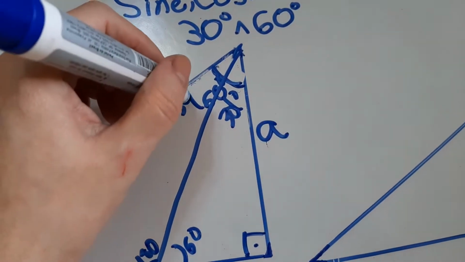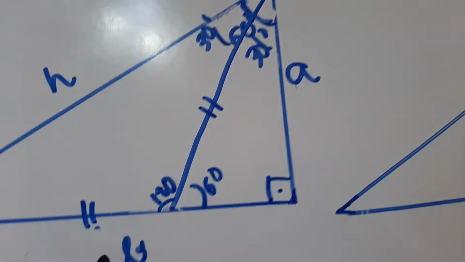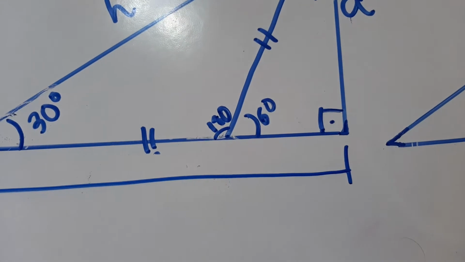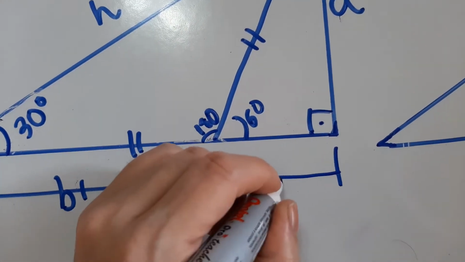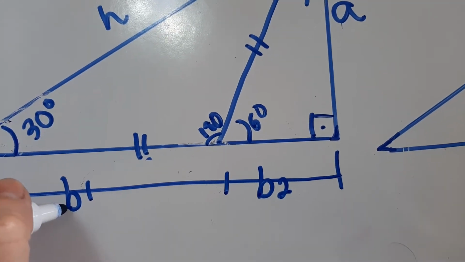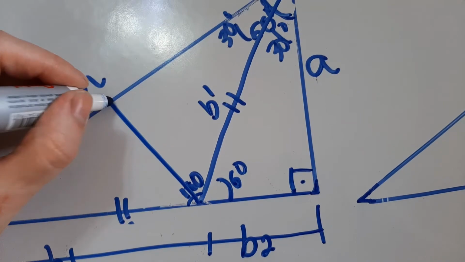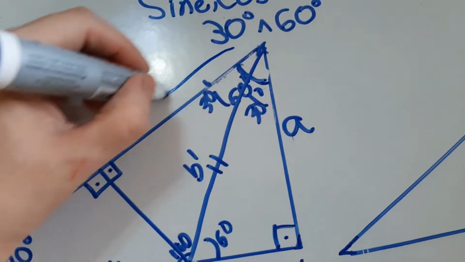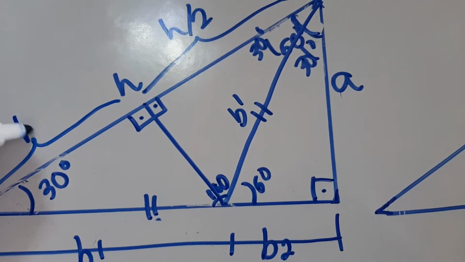So if here it's 30 and here is 30, these sides are equal. Like we divide the B, so let's name it like this: B1 and B2. So if here is B1, also here B1. So let's divide this one the half, and I'm gonna have half of hypotenuse and half of hypotenuse.